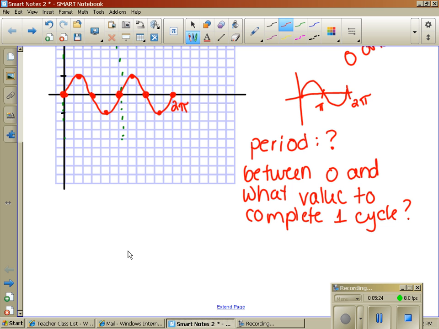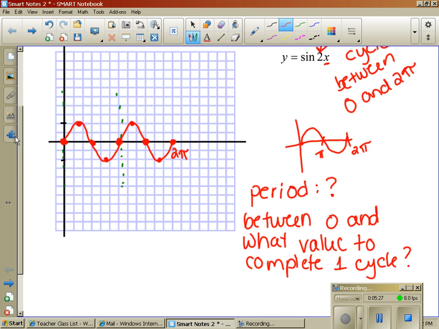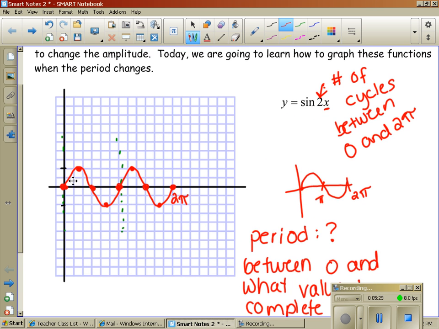Okay. So when I ask the period, that's what I'm asking. So one cycle is here to there. So how long did it take? Remember, this is 2 pi, this is pi. So the period is pi. It took from 0 to pi to complete one cycle. So that's the answer to what is the period.